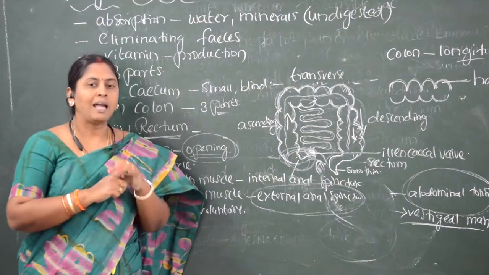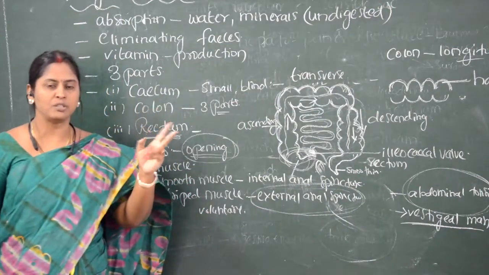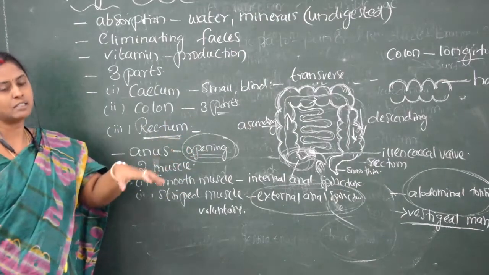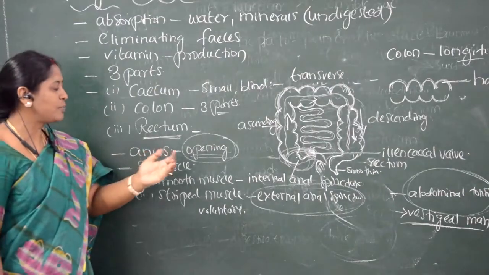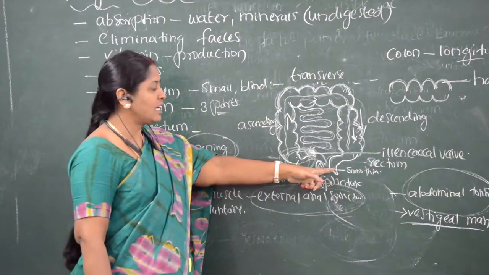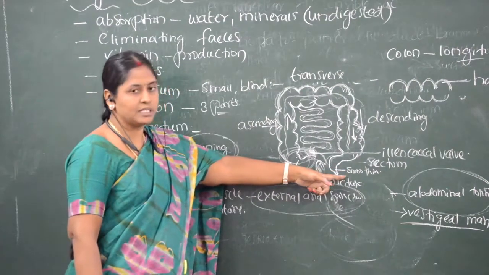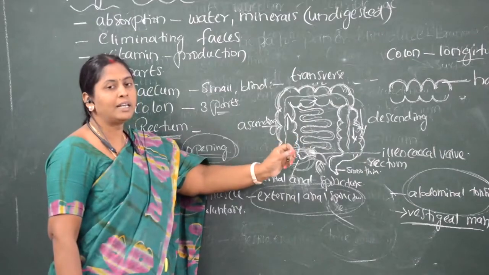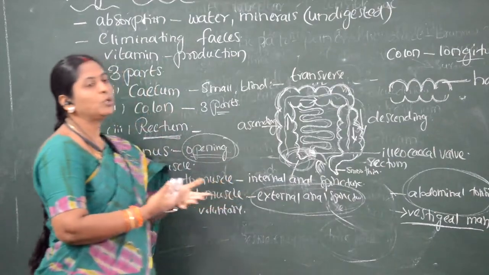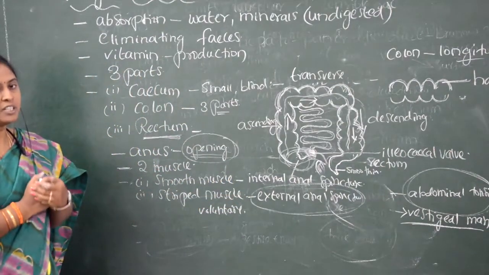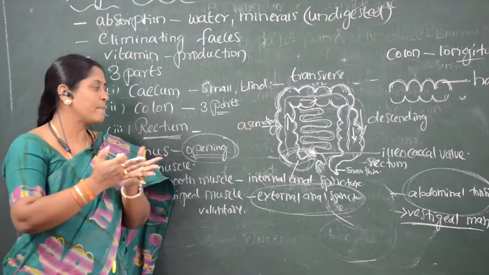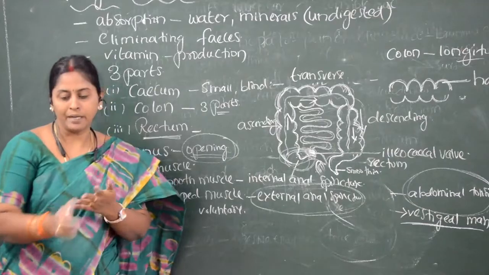Also, the anus is guarded by two kinds of sphincters: the internal anal sphincter and the external anal sphincter. The internal anal sphincter is present towards the inner side of the anus, lined with smooth muscles, and is involuntary in function. Whereas the anus opens out through the external anal sphincter, which is lined with striped muscles and is voluntary in function. So these are the parts of the alimentary canal.